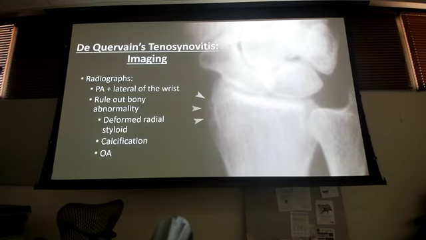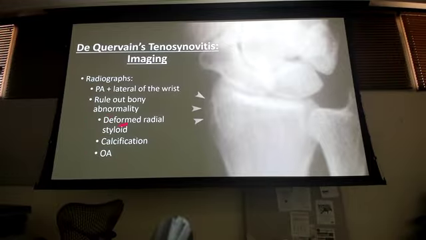All right, so imaging-wise, you're going to get imaging. Why do you get imaging? I just told you it's first dorsal compartment, APL, EPB. All right, great. So it's all soft tissue stuff, right? Now, if you see some kind of bony abnormality, could it be causing compression as well? Absolutely, 100%. I keep saying that, right?